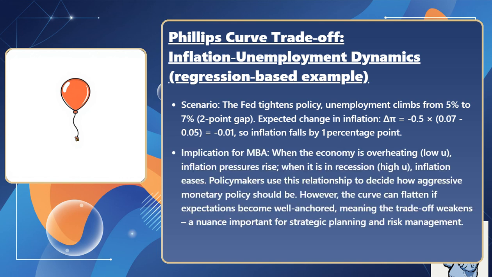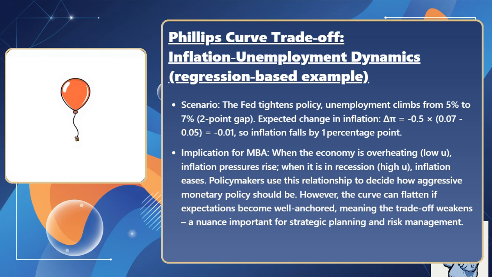Implication for MBA: when the economy is overheating, with low unemployment, inflation pressures rise. When the economy is in recession, with high unemployment, inflation eases. Policymakers use this relationship to decide how aggressive monetary policy should be. However, the curve can flatten if expectations become well anchored, meaning the trade-off weakens, a nuance important for strategic planning and risk management.